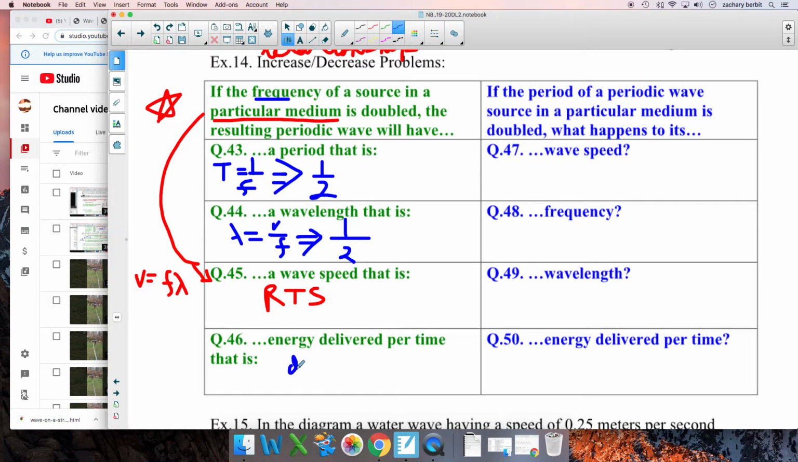That actually will double. And basically, if you wait a minute, you are now getting twice as many waves as compared to before, so you're going to get twice as much energy delivered. All right, let's go over here.